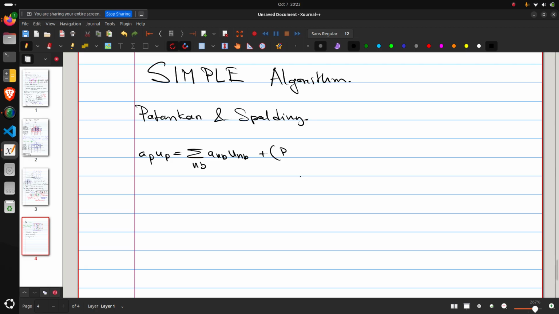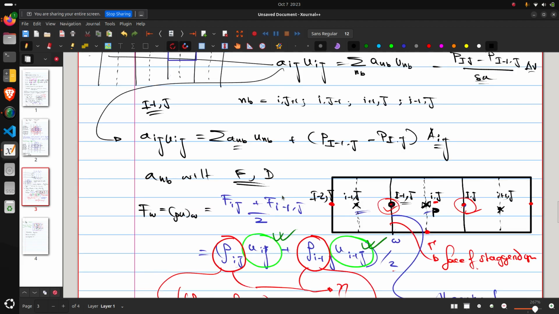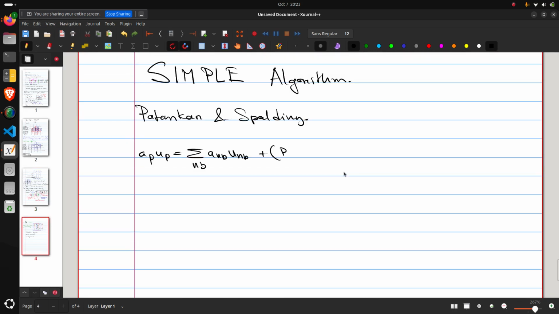Yeah. So what is the P? P is Pi minus 1 plus Pi. Okay. Let's write Pi minus Pi plus 1, times sum A, plus, okay, ignore the source term.